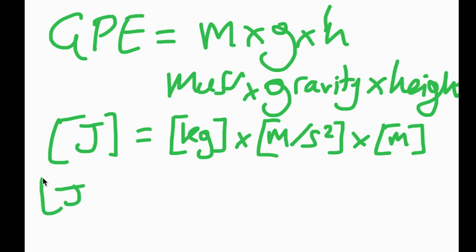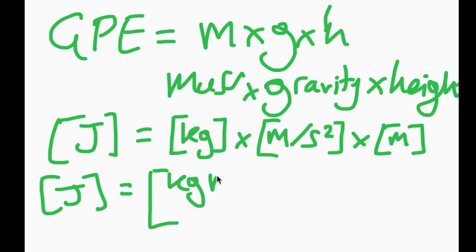So here you see joules. Joules is equal to kilograms multiplied by meters per second squared, multiplied by meters. And notice that from the row before to the row below, you can see that the meters have multiplied together, and that has given you meters squared. And that ends up giving you kilograms meters squared divided by seconds squared.